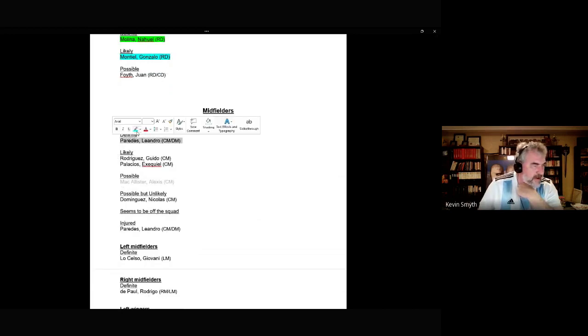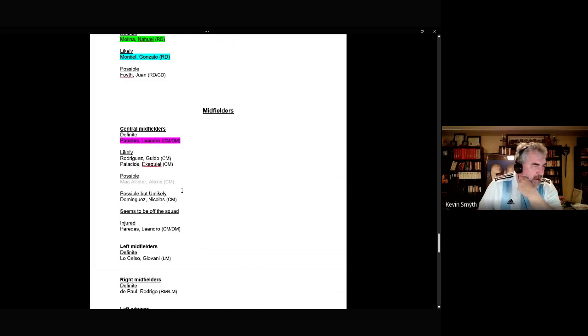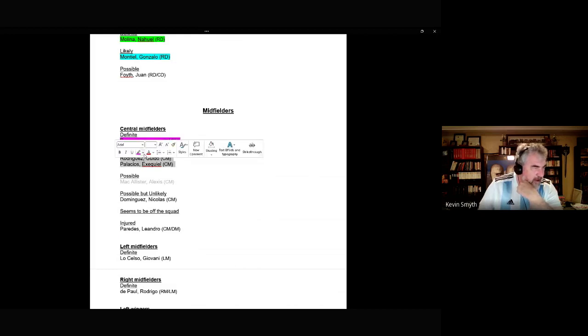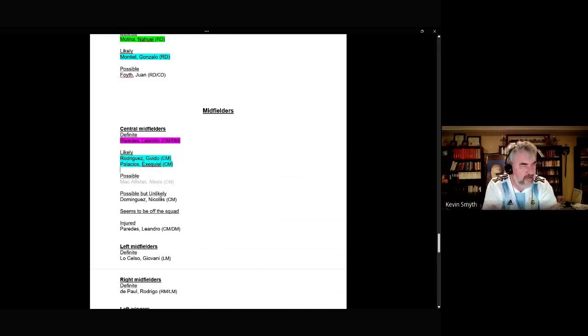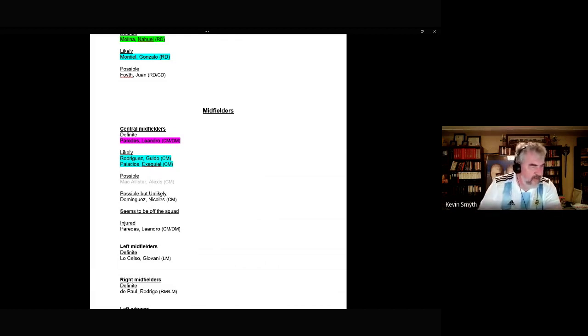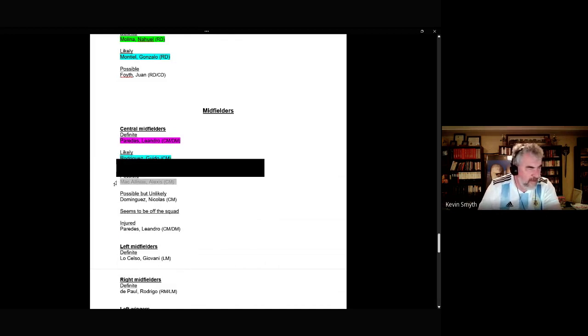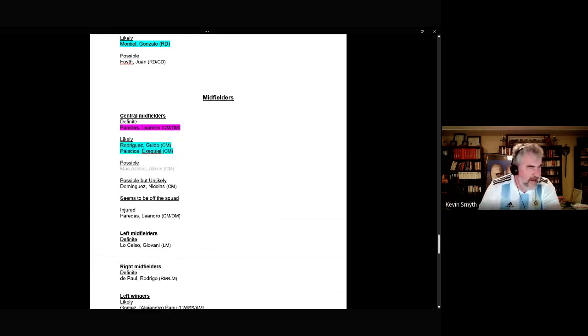Again, Leandro Paredes, we have to say he's injured and a bit of a doubt. And in the midfield, again, maybe I'm not familiar enough with the team to say so. I think Guido Rodriguez and Ezequiel Palacios will definitely be selected, but I don't see any of them as firm starters yet. In fact, Alexis McAllister might get in.